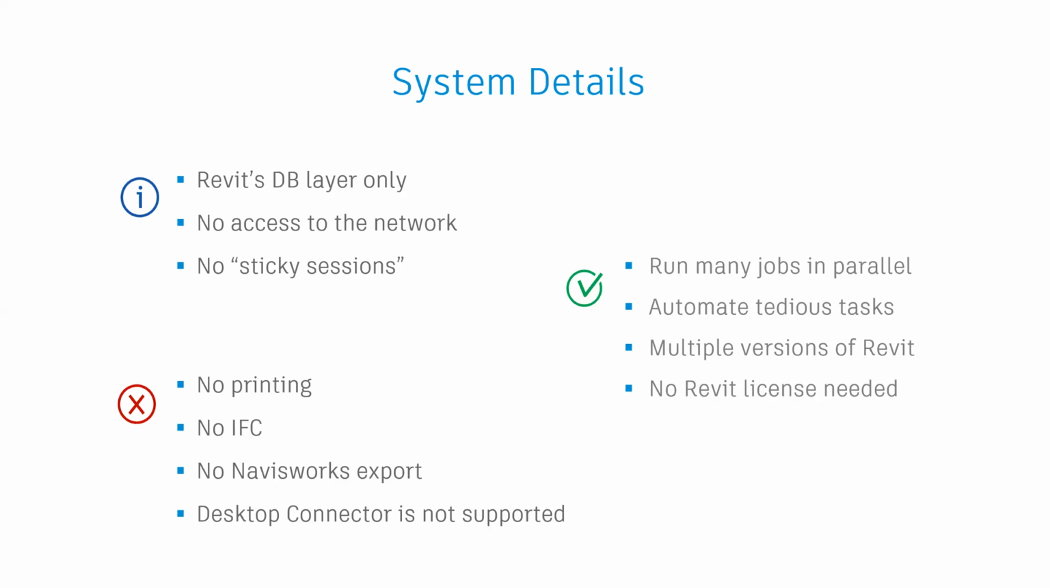But the cool thing you can do is you can run a lot of jobs in parallel, you can automate tedious tasks, you can have multiple versions of Revit. You don't have to worry about maintaining multiple versions of Revit on a server somewhere. We do that for you. So we will support current versions of Revit and going forward as well. And then ultimately, there is no Revit license needed. The final business model is still to be TBD. For the time being, public beta is actually free for you to use.